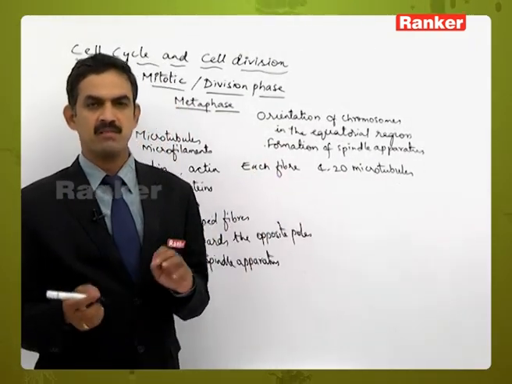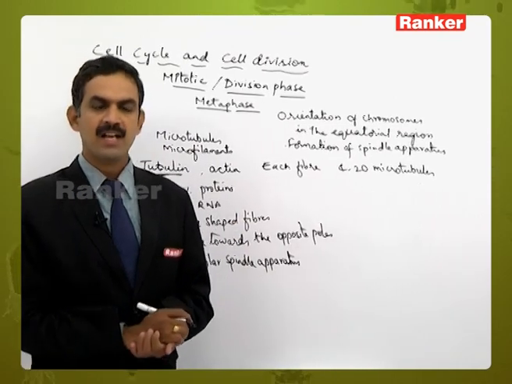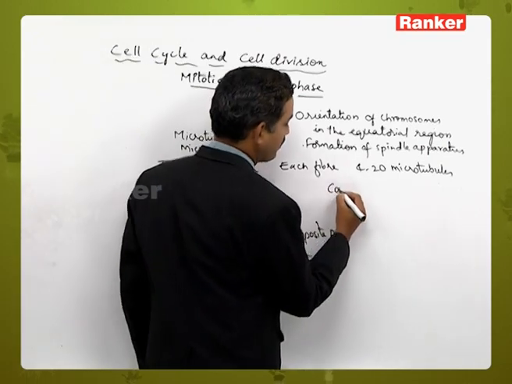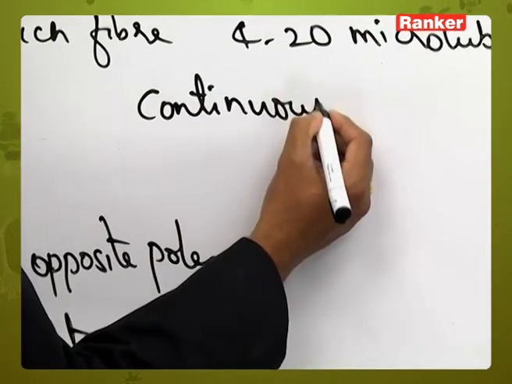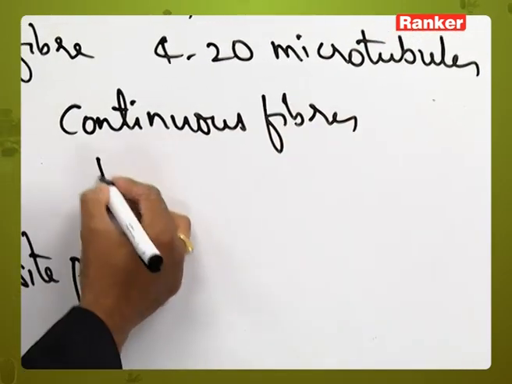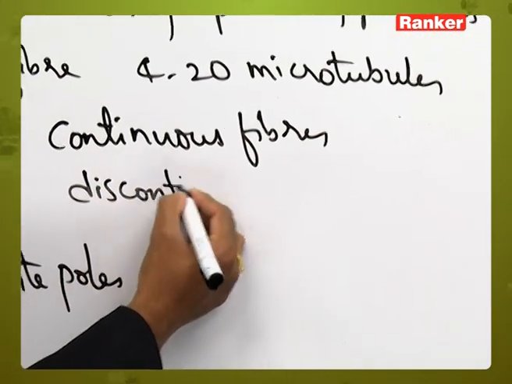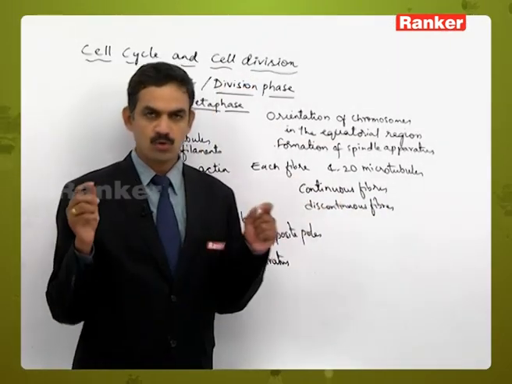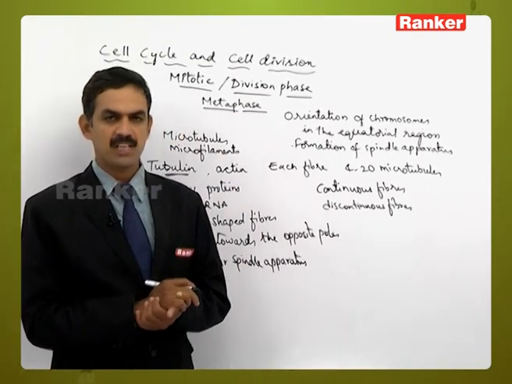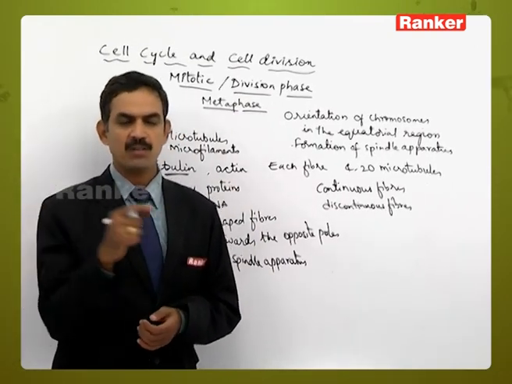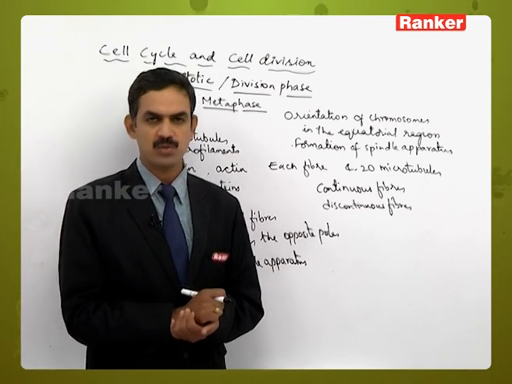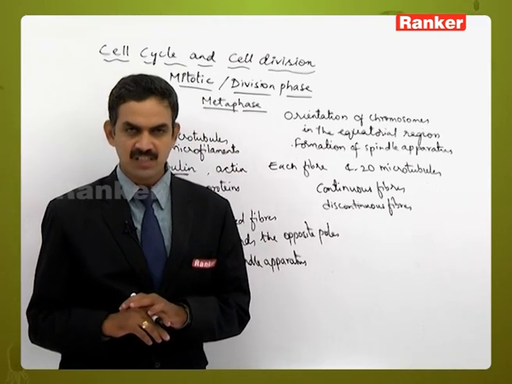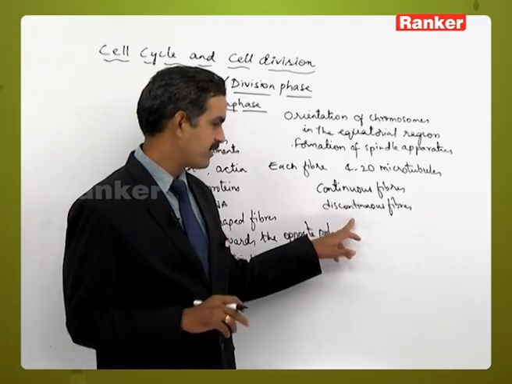These microtubules are joined with each other to form a long and elongated structure called fibers. These fibers forming from the two opposite poles may sometimes attach with each other to form a continuous fiber, and sometimes discontinuous fibers are also formed. The continuous fibers are the fibers formed from the two opposite poles, which fuse with one another to appear to extend from one pole up to the opposite pole. Those are called continuous fibers. But there are some fibers which are not continuous with each other. Such fibers are called discontinuous fibers.